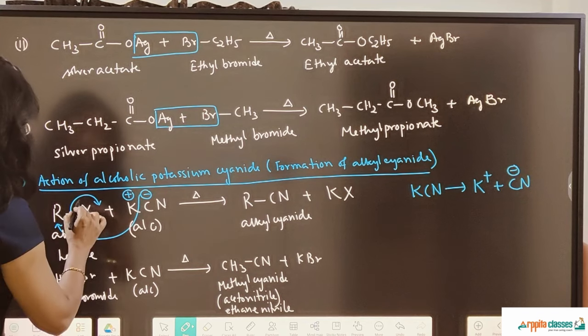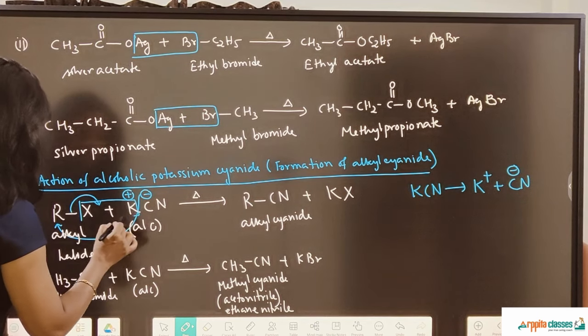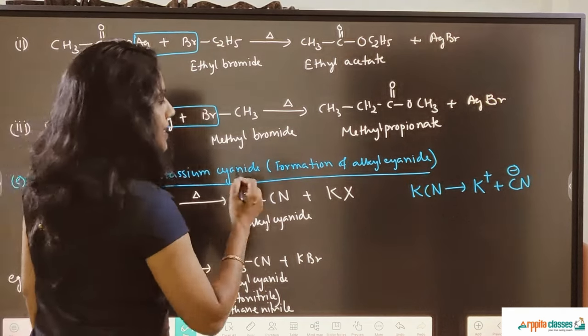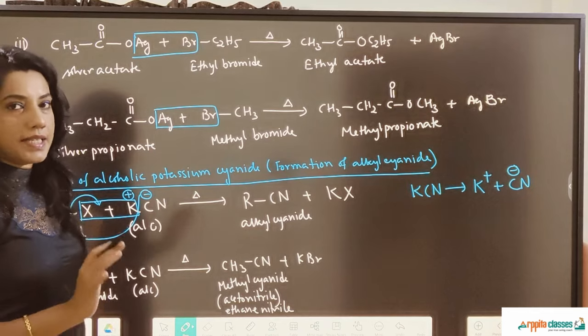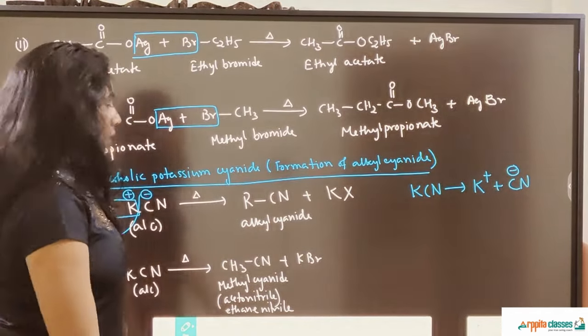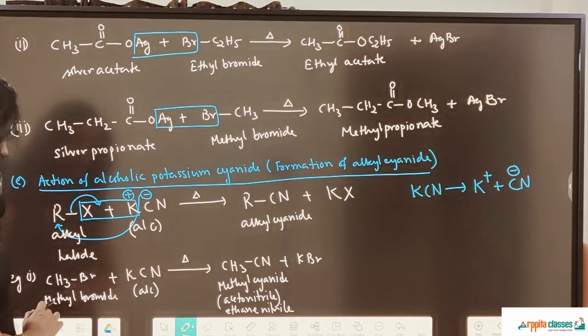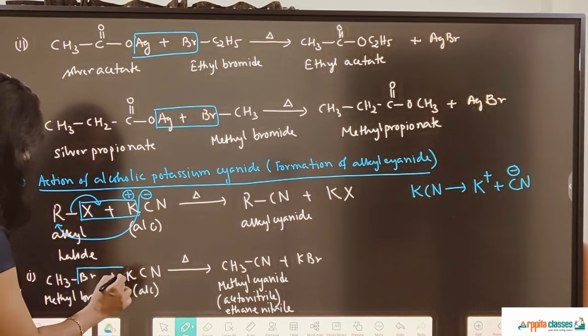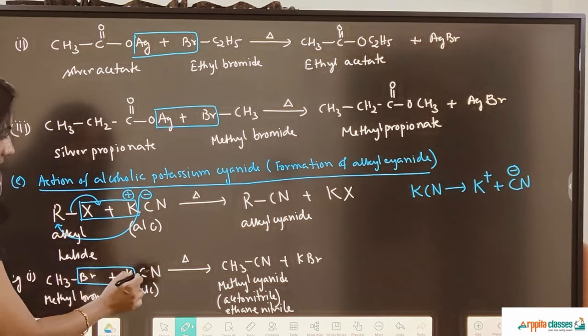So basically what is happening? This KX is removed from here and you are getting RCN. This is called alkyl cyanide, or it is a nitrile. Cyanide group is also called nitrile, and the byproduct is KX. So we are taking an example, CH3Br, that is methyl bromide plus KCN. So this KBr you just remove from here and you get CH3CN.